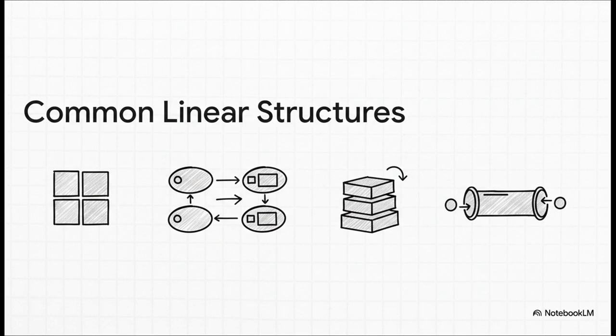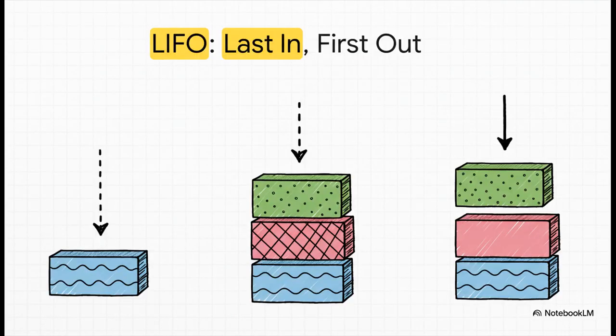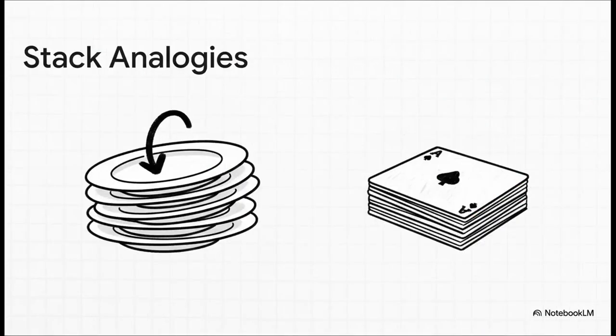Let's look at those. First, let's talk about the stack. It's a linear type with one very specific, very important rule. And that rule is LIFO, last in, first out. The last thing you put on top is the first thing you take off. It's just like a stack of plates. You can only take the top one, right? That's a stack in action.